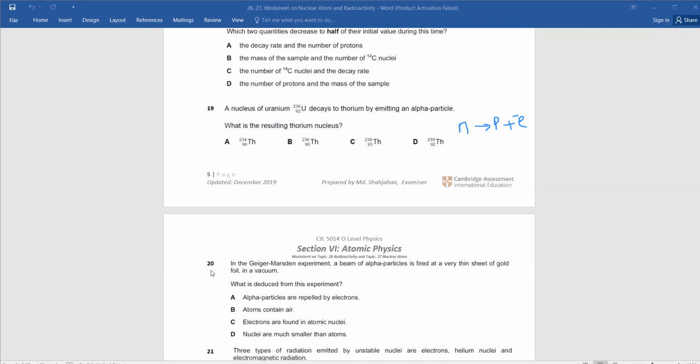Yes, that one we got. The 3 findings are there. You never got that atom contains air. অ্যাটমের ভ্যাকুয়াম আছে ওইটা ভিতরে, তাই না? You got that most of the part of the atom is empty. You got that one, right? Yes. And it shows the proof also that nuclei are much smaller than atoms.